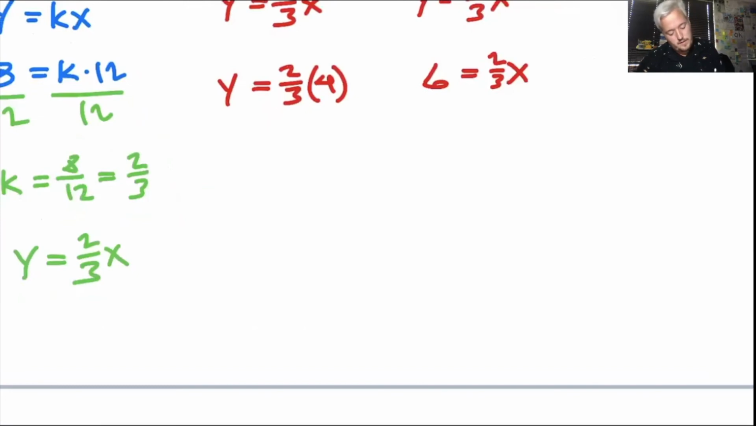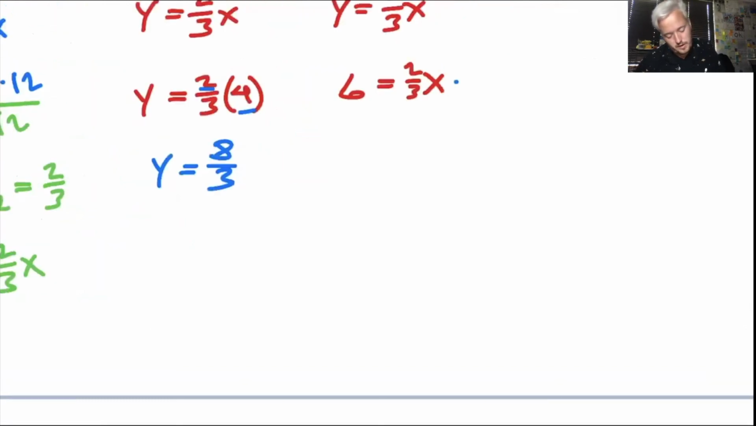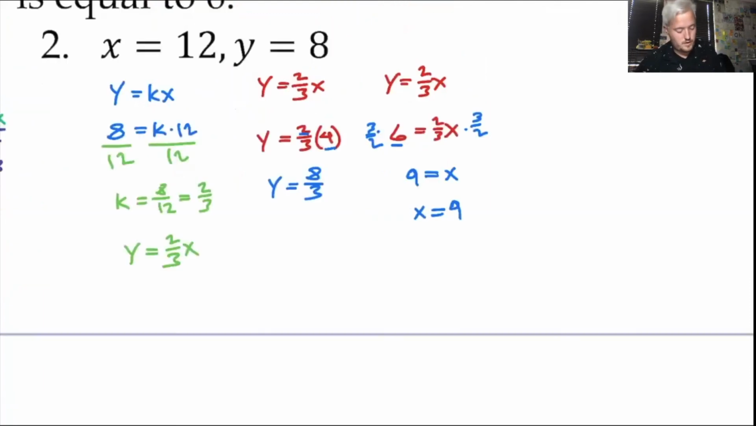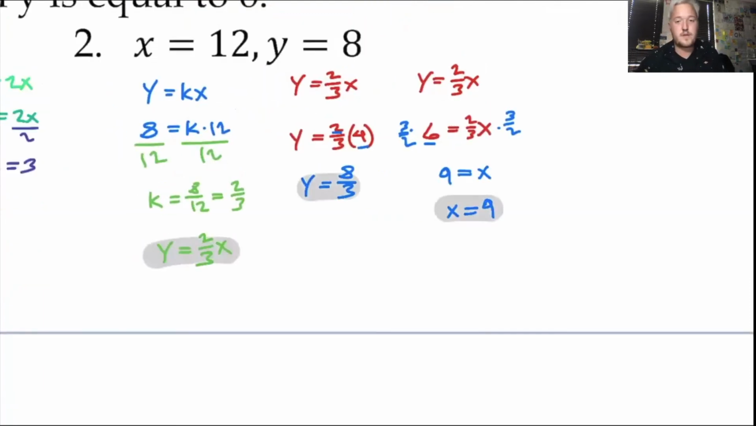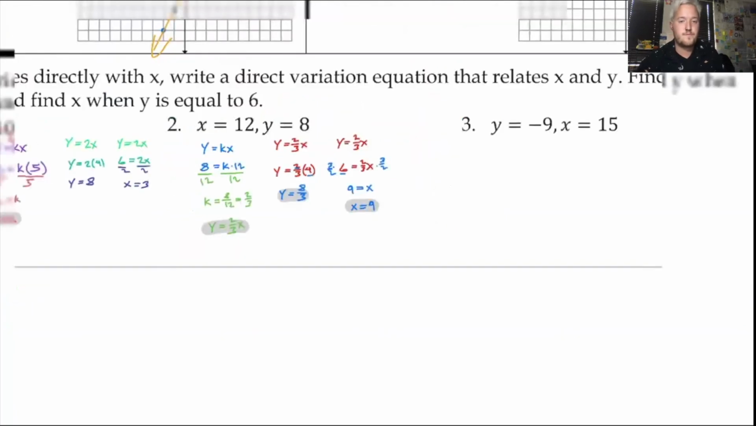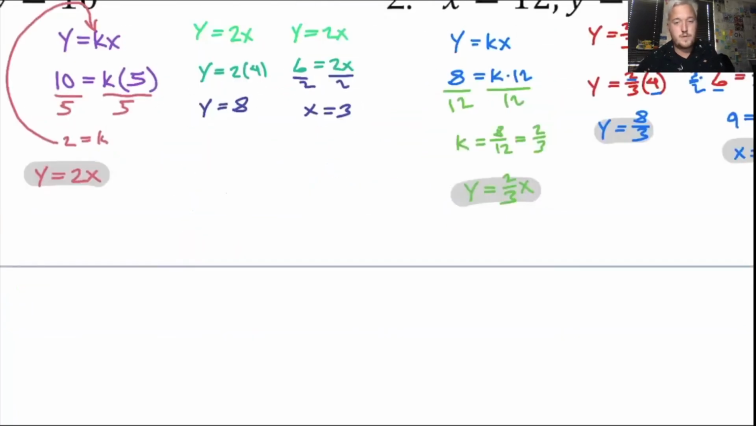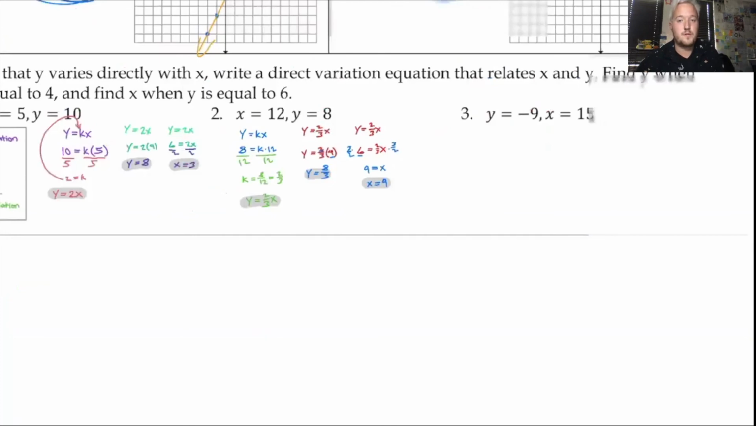So over here on the left side, I'm going to multiply the 2 and the 4. So that gives me 8/3. Then over here, I'm going to multiply by 3/2. So I'm going to do 3 times 6, which is 18, then divide by 2, so that's 9. So we have the equation, the y value, and the x value. I'm going to highlight those. All right, I would definitely say try this one on your own.